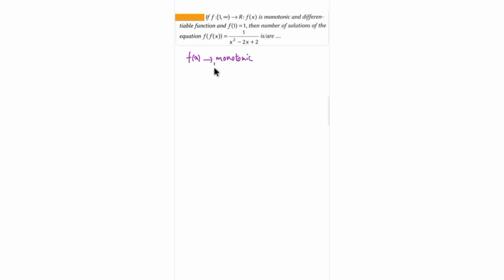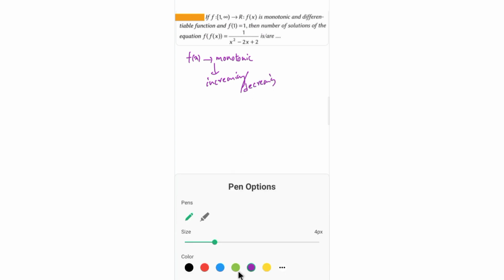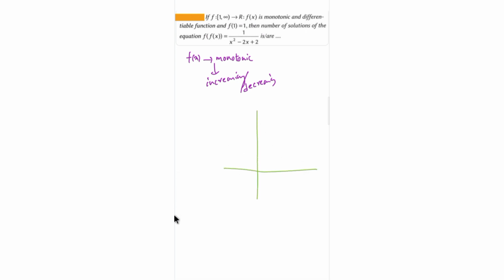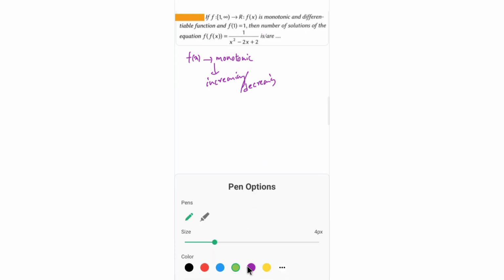That means that it would either be a completely increasing function or a completely decreasing function. So if I draw a graph, the function would look somewhat like this. There are no ups and downs, that's the main point. It's basically either increasing in this way or decreasing in this way. That's what our graph looks like if it's completely monotonic.